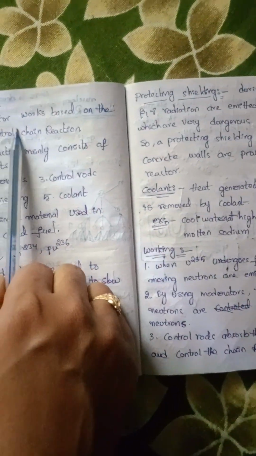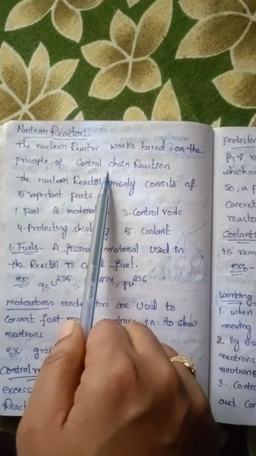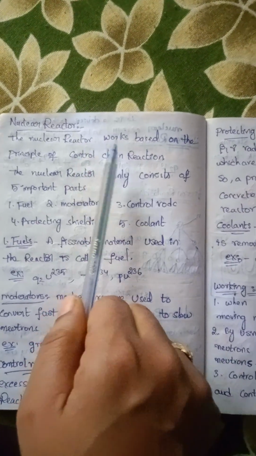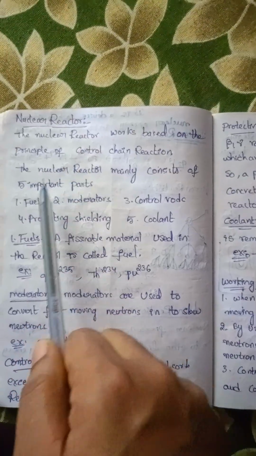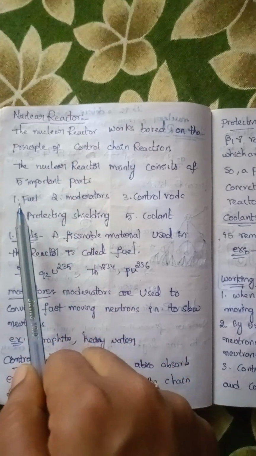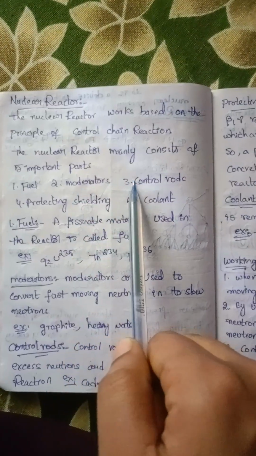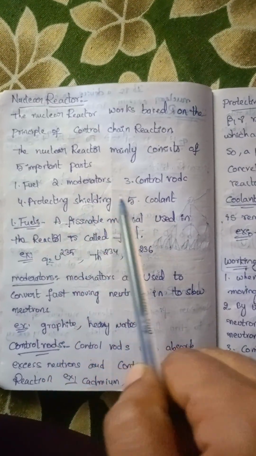The nuclear reactor works based on the principle of controlled chain reaction. The nuclear reactor mainly consists of important parts: fuel, moderators, control rods, protective shielding, and coolant.